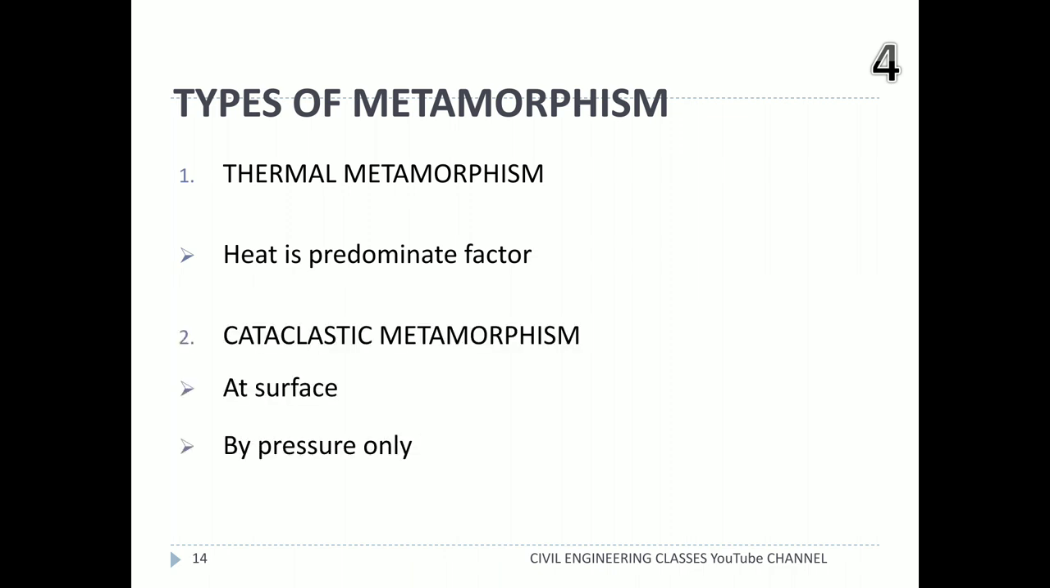Next one is cataclysmic metamorphism. At the surface of Earth, we know the temperature is comparatively low. Thus, the metamorphism is brought about by direct pressure only. That kind of metamorphism is called cataclysmic metamorphism.